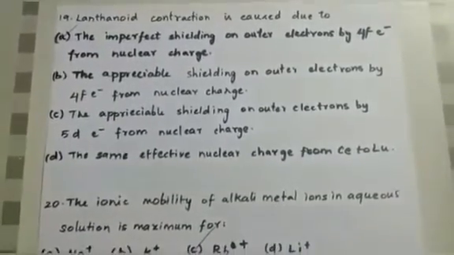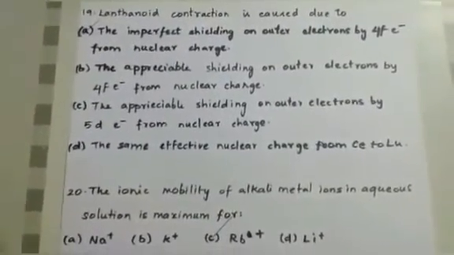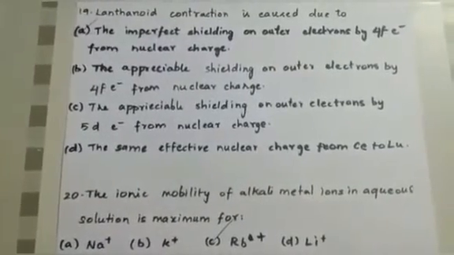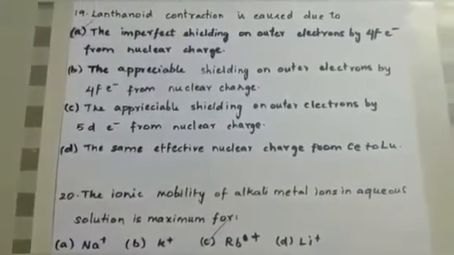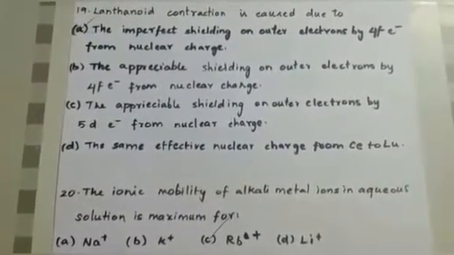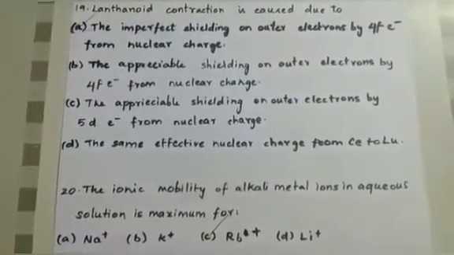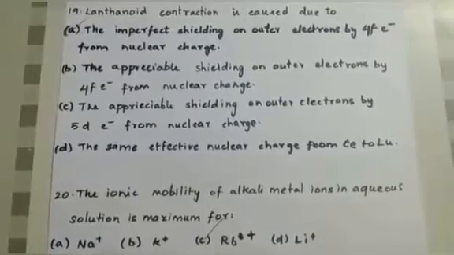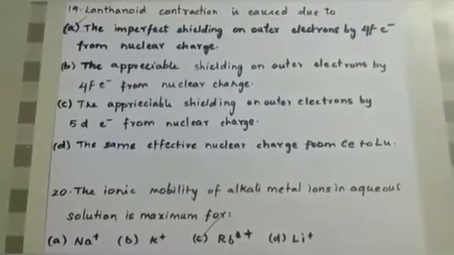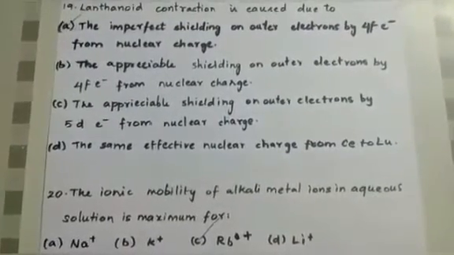Let us see what is lanthanide contraction. Lanthanide contraction is caused due to the poor shielding of nuclear charge by the 4f electrons, which causes the smaller atomic radius of elements from atomic number 57, that is lanthanum, to element with atomic number 71, lutetium. So the right answer is option A. The imperfect shielding on outer electrons by 4f electrons from nuclear charge.